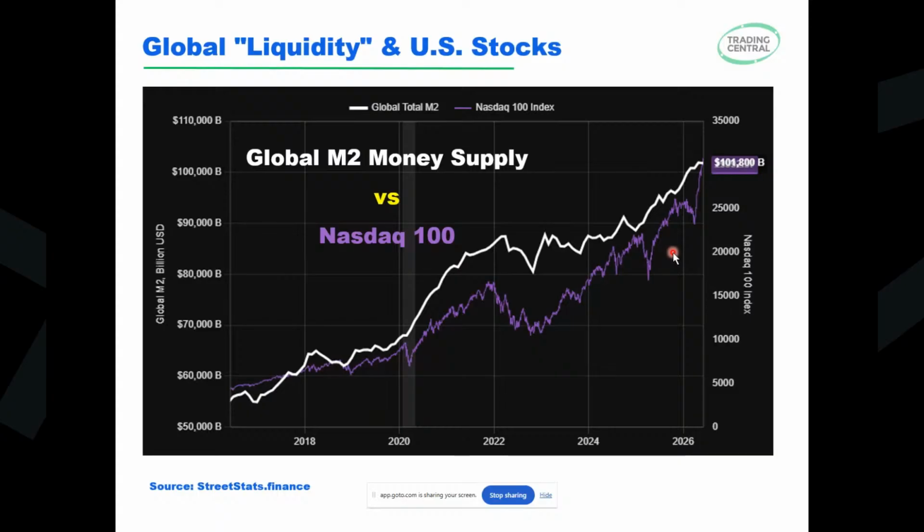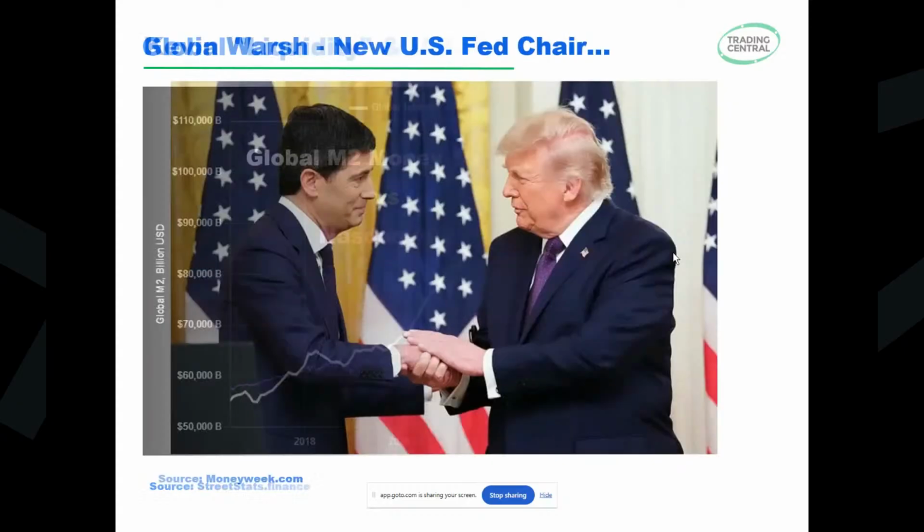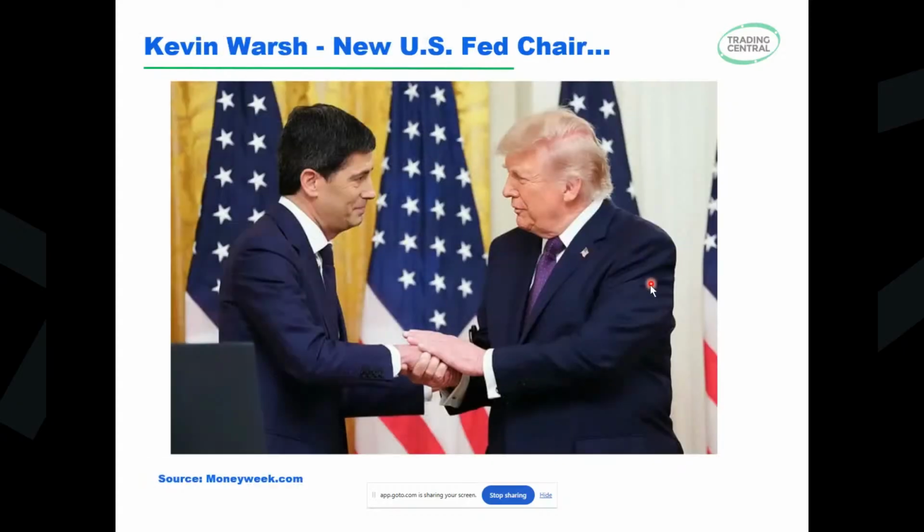Next week we are going to see this gentleman, Kevin Walsh, chair for the first time the U.S. Federal Reserve policy meeting to set interest rates. And Donald Trump, our good old friend, President Donald Trump, made it very clear that if this gentleman is going to increase interest rates, he will not get this job.